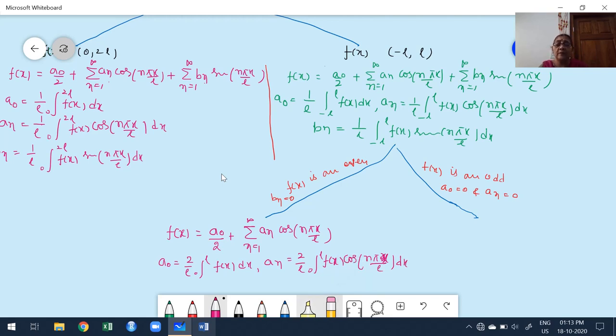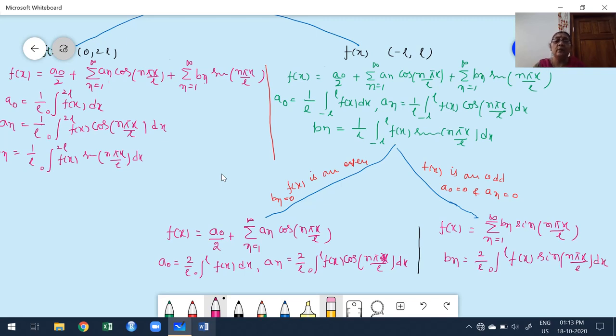Now come to this side. What is the construction of the Fourier series for the odd function? Only bn is present. Therefore, for n ranging from 1 to infinity, bn sin of n pi x by L, where bn is twice of 1 by L, 0 to L, f of x sin of n pi x by L with respect to x.